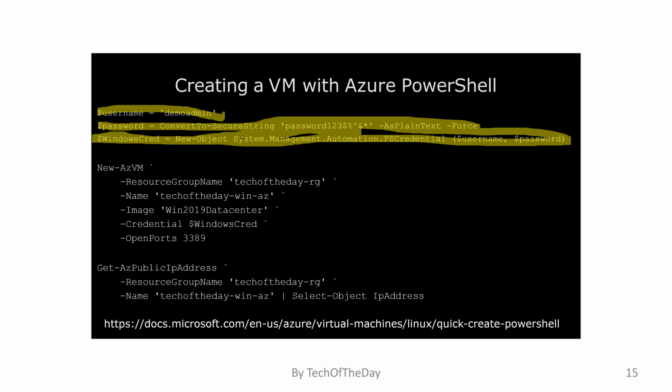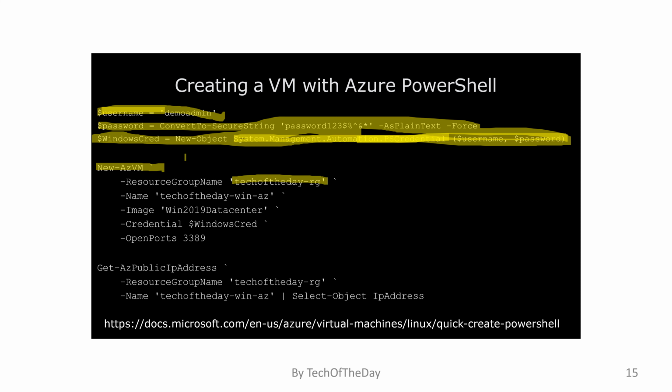To understand this, we have a PowerShell script which says username is this, password is this, and then a Windows credential, which is creating a new Windows credential using this. So we have created Windows credentials using a username and password. This is simply a PowerShell command. If you don't know it, please look at New-Object. It is simply creating a new object using this PSCredential. Then we continue. What we are doing here is simple. We are creating a new Azure VM.